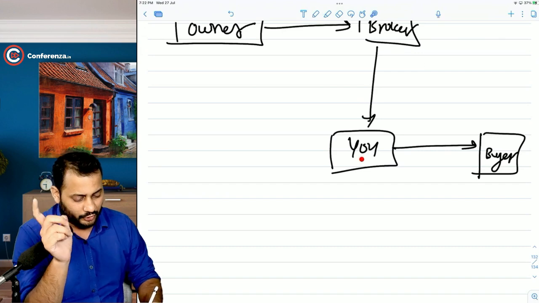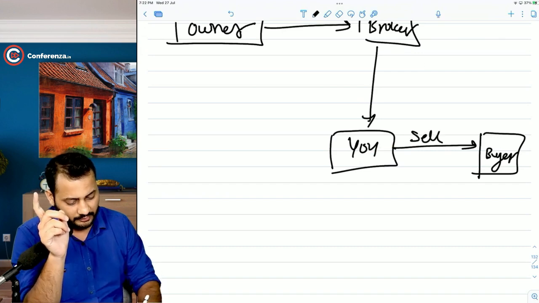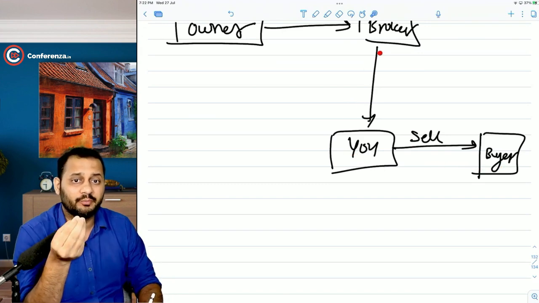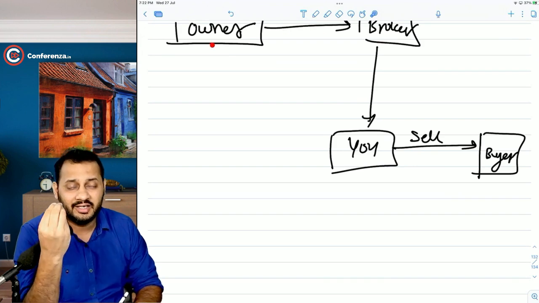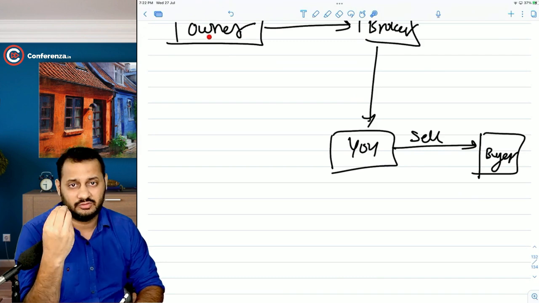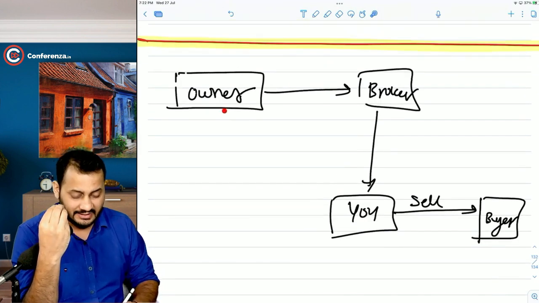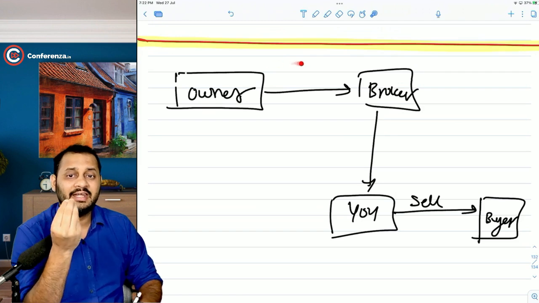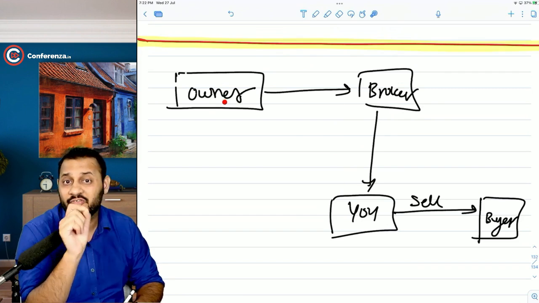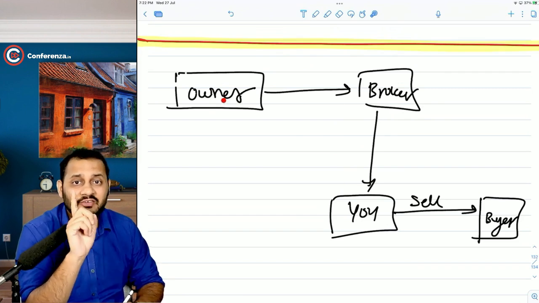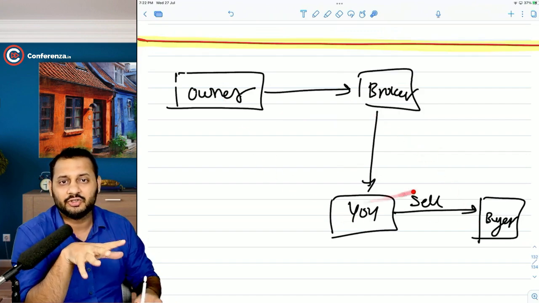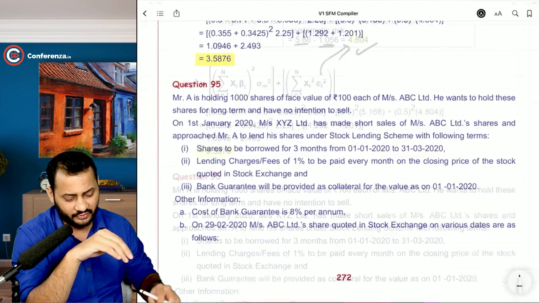So the moment you want to sell the stocks to the buyer, you will have to borrow that stock first from the broker, and the broker is going to take it on a lending basis from this owner. So basically this owner of the stock is lending his stock to you through the broker. So he is going to charge some lending fees to you. Understand that. And then you will sell it to the buyer. This is how the short selling process goes. Let's read the question and find out the answer.